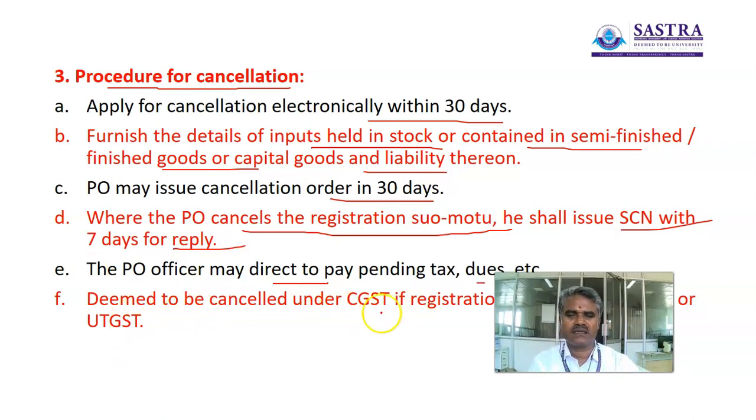Deemed to be cancelled under CGST if registration is cancelled in SGST. Once the proper officer cancels the CGST, automatically your SGST and UTGST are also cancelled. Because we are going to register our business based on central goods and service tax, not state goods and service tax, and also union territory goods and service tax. Okay.